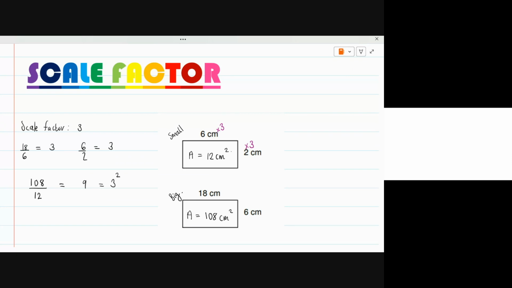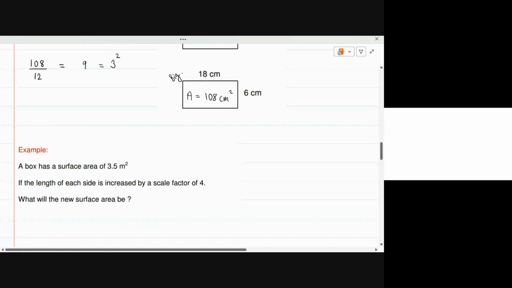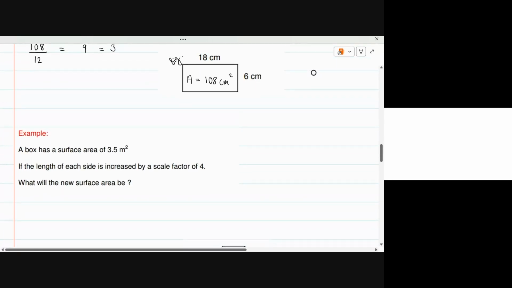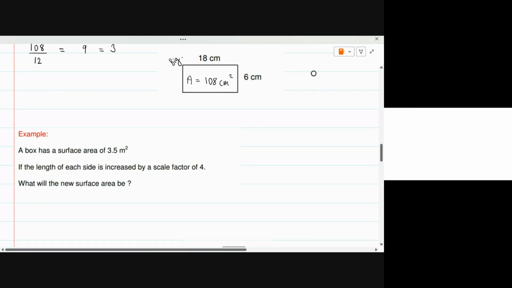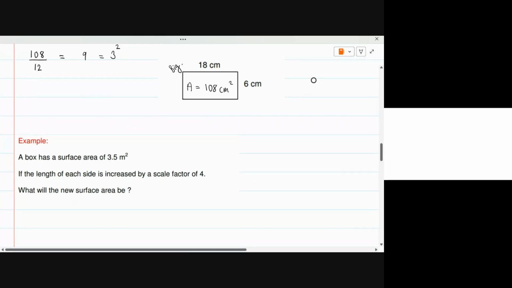Amazing. All right, let's look at volume. Now, let's look at an example and then we'll go to volume. They say here to us that a box, and I'm just going to draw a 2D box, has an area of 3,5 meters squared, right?